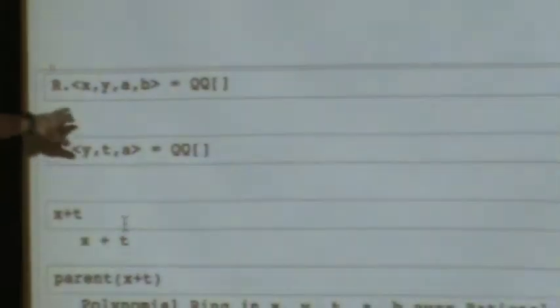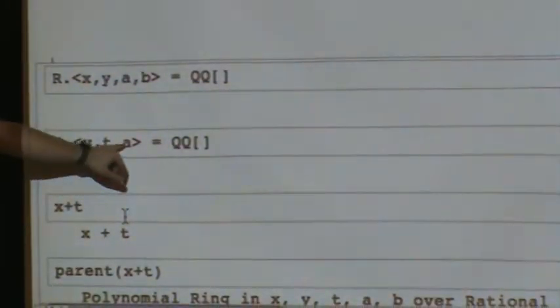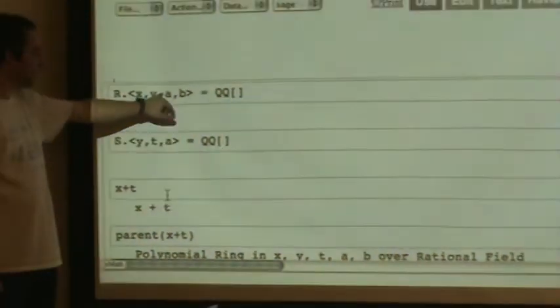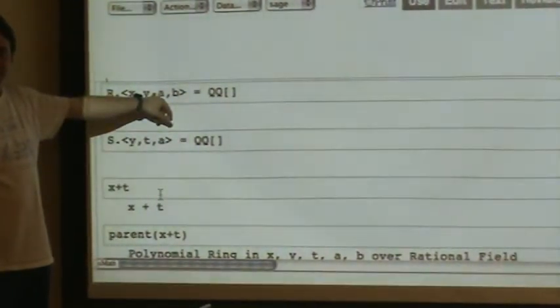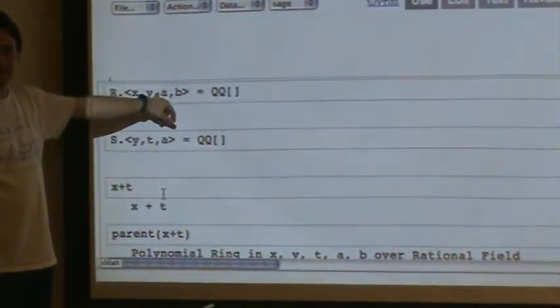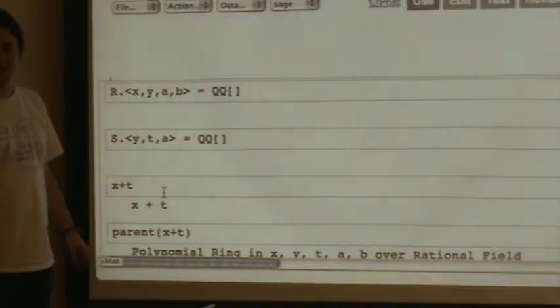Sorry, so this is X, Y, A, B. This is Y, T, and A. And that's the only place T could go, in the middle here. And that's just being noticed because of this algorithm. It's not actually doing anything. Okay, yeah.